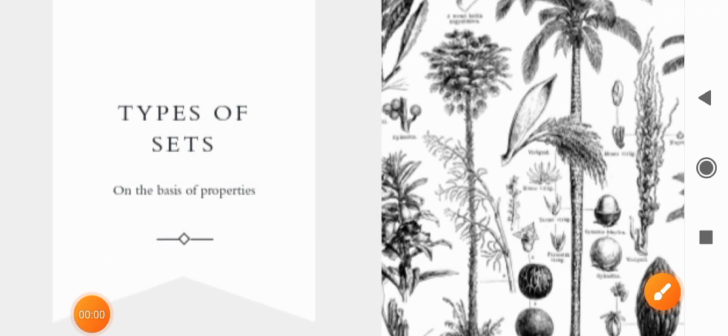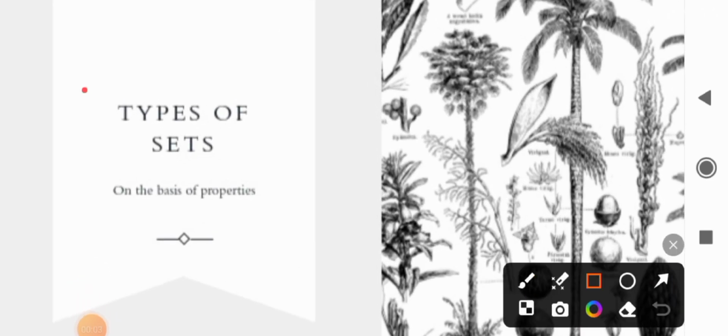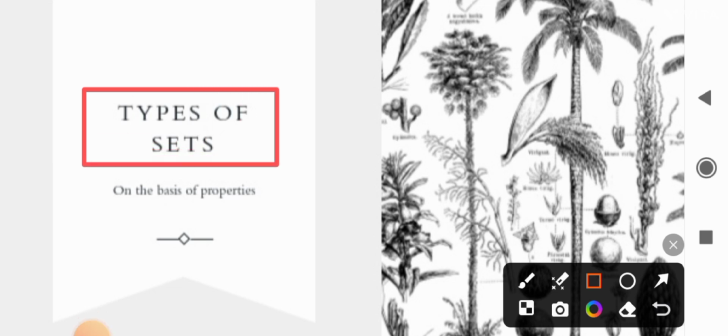The next topic we are having is types of sets. So there are different types of sets. We are going to discuss them one by one with their examples.